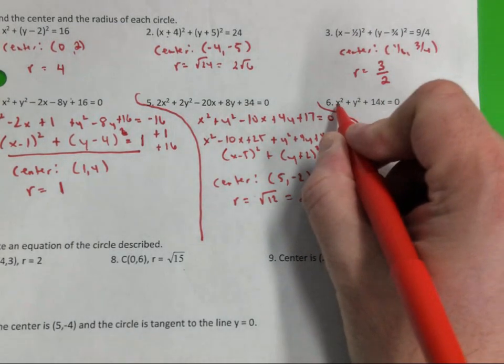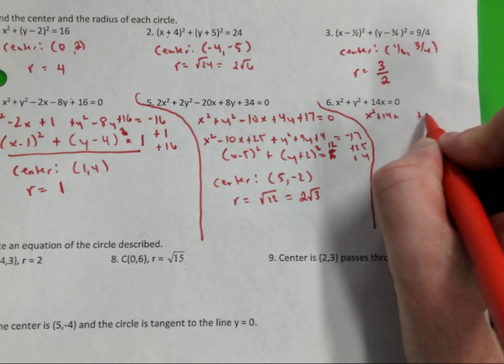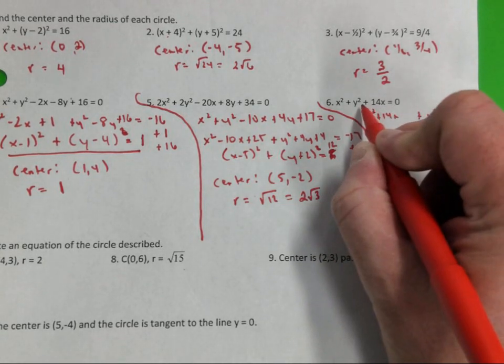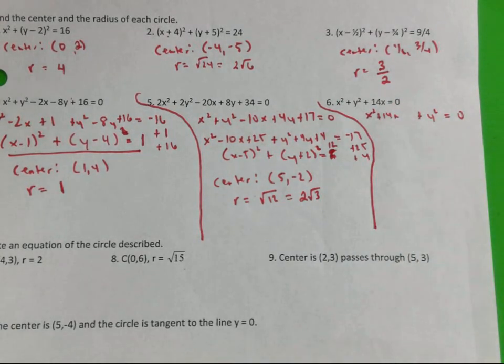Alright, okay, I'm going to group my stuff together. X squared plus 14x plus y squared. I don't have anything else with y, so I don't have to worry about that, and don't have to move anything over, so it's 0. So since y squared is by itself, what coordinate will be associated with it? 0. There's never going to be no parentheses there.